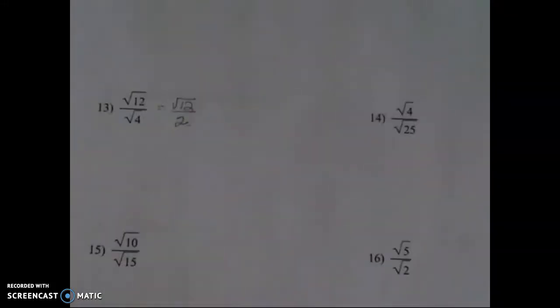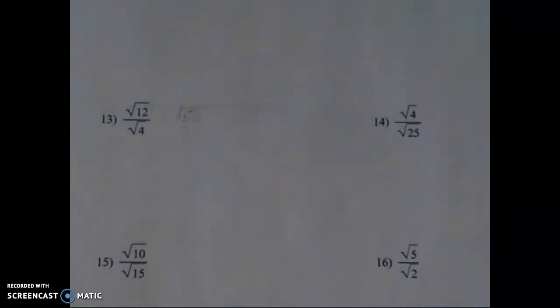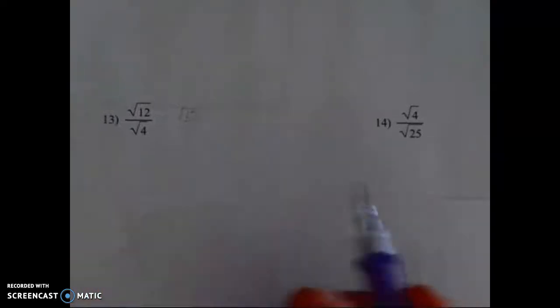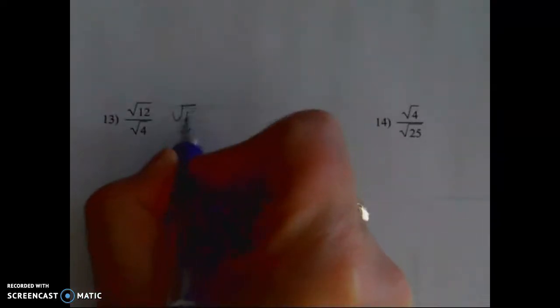For number 13, let's use this sheet. For number 13, this is our first example. We're looking for step 1. Are there any perfect squares? The answer is yes, there are perfect squares. That 4 is a perfect square. So you get the root of 12 over 2.